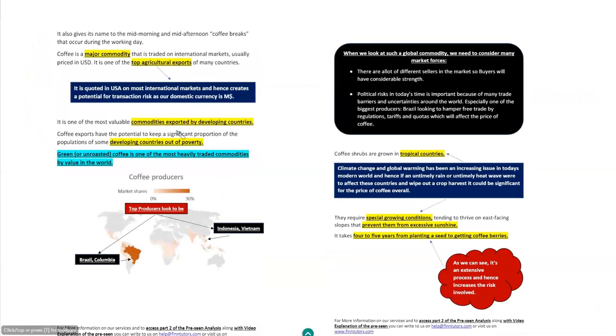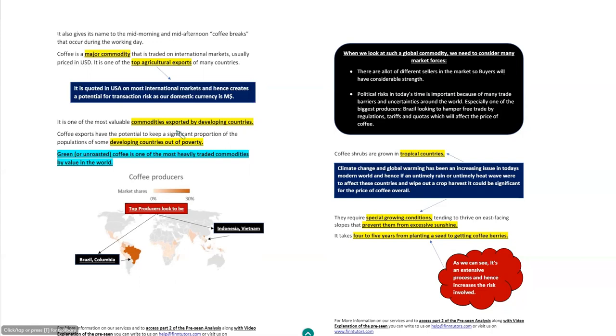Now it also gives the name to the mid-morning and mid-afternoon coffee breaks. Coffee is a major commodity. It is one of the top agricultural exports. It is quoted in USD on most of the international markets, and hence creates a potential for transaction risk, as our domestic currency is M dollars.